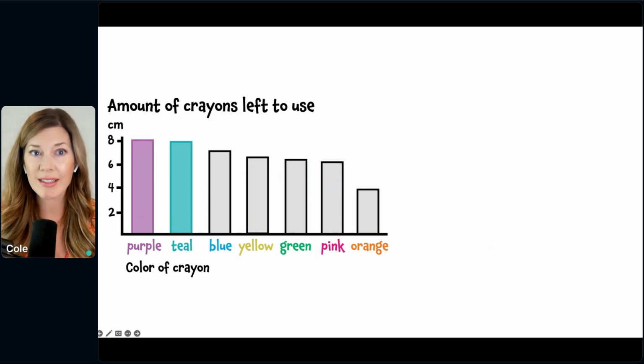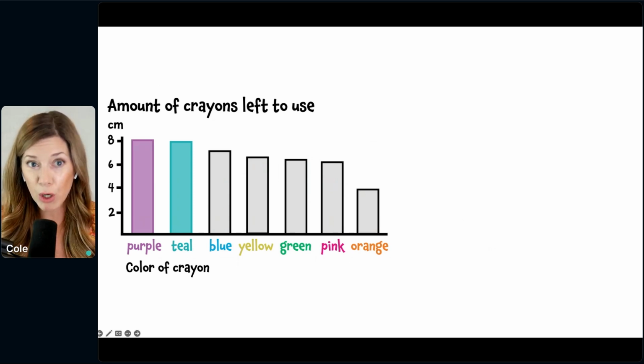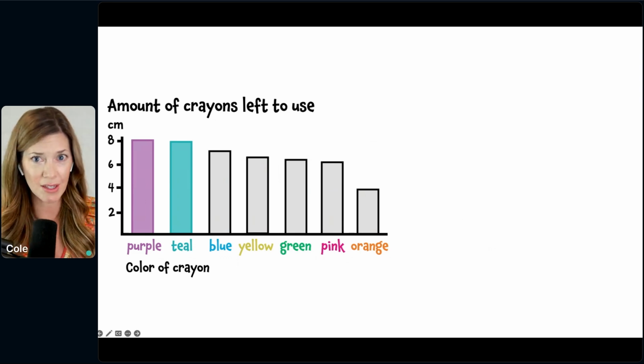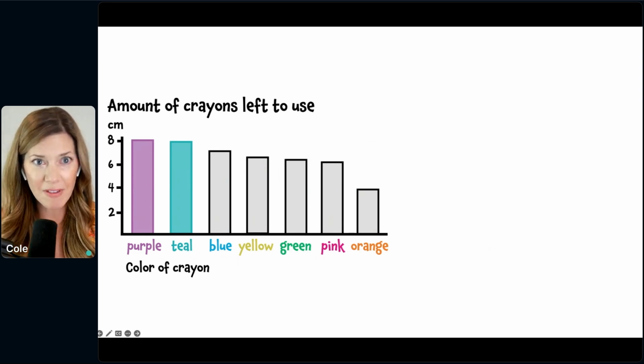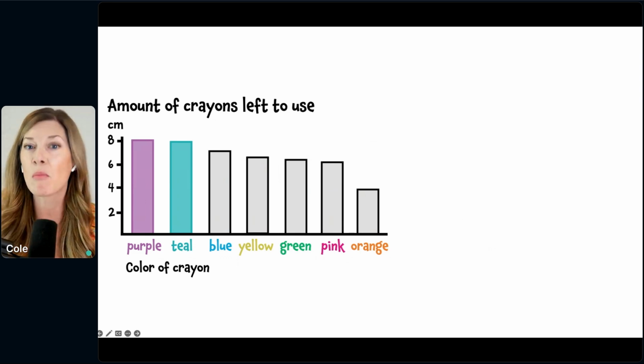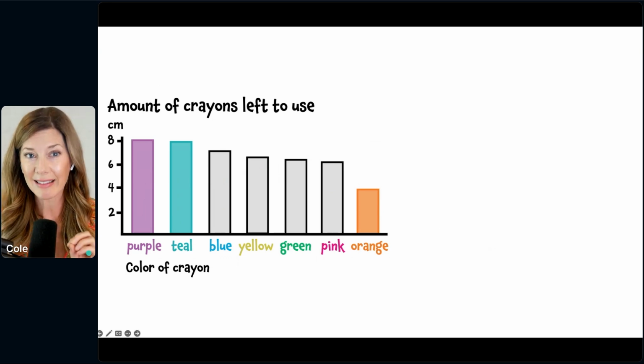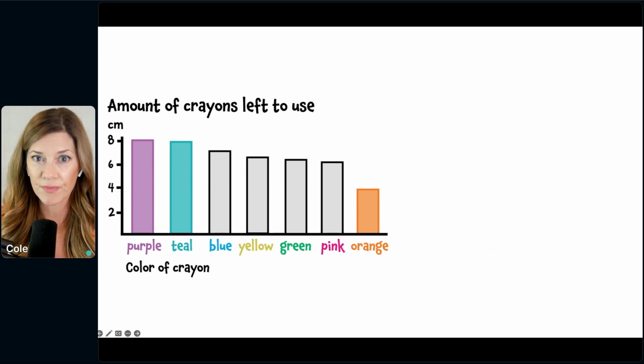Notice it's just as easy now to see that the purple and teal crayons have the most left to use. In fact, looking at it this way in the graph, I can even see that there's a tiny bit more purple left to use compared to the teal. There's definitely the least of the orange. And that's the kind of information we can learn from a bar chart. Where there's more of something, where there's less, and also how the bars compare to each other.